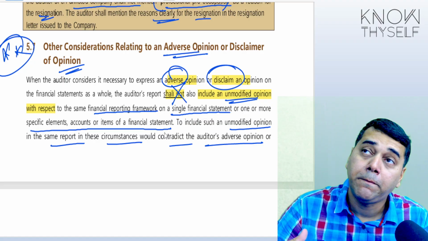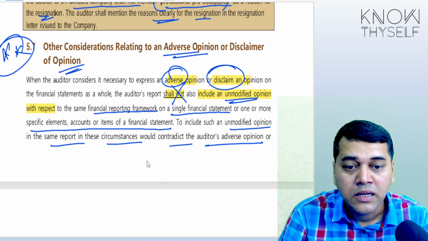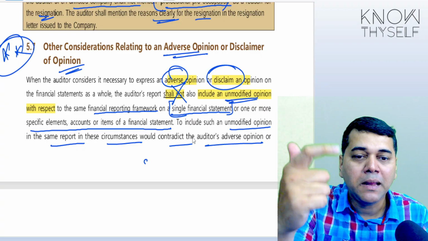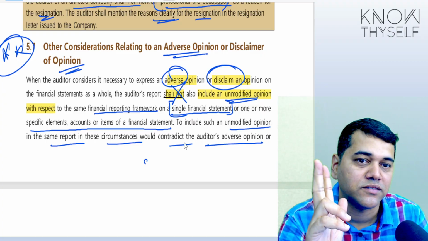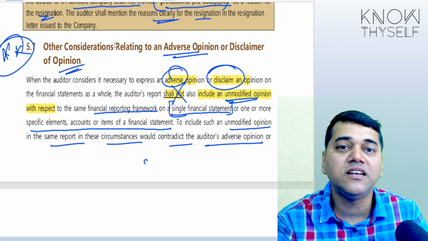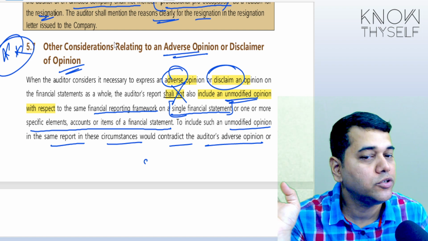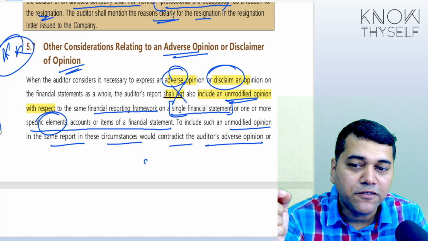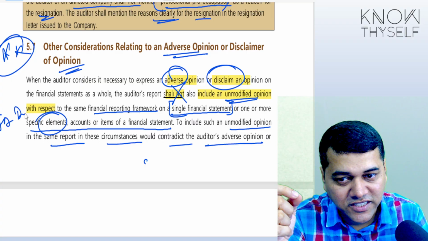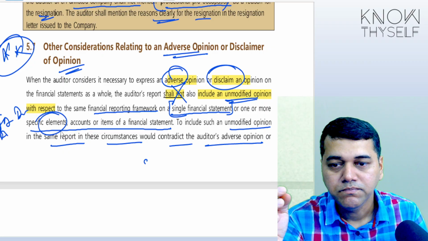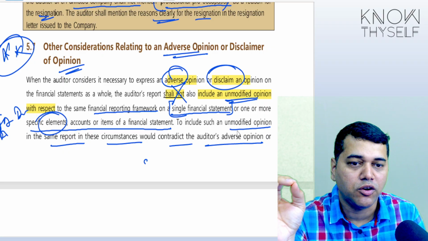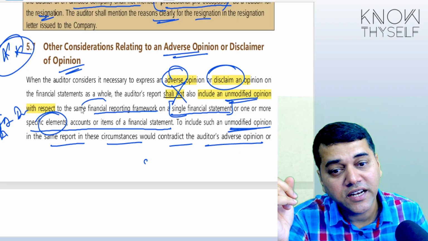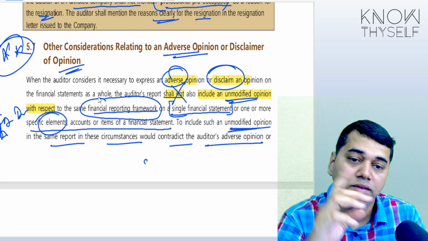That means you cannot say the financial statements are not good, but your cash flow statement is correct. That is called a single financial statement. P&L, balance sheet, cash flow. These are all called single financials. You cannot say everything is not good, P&L is good. You cannot say that. Or more specific elements like fixed assets, debtor statement, inventory. You cannot express any unmodified opinion on that. When is it possible? If you are audited under a different reporting framework, then it is possible.